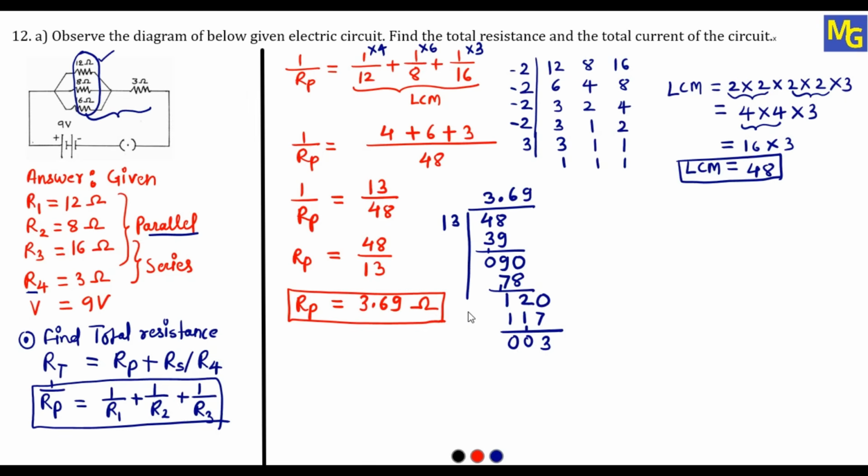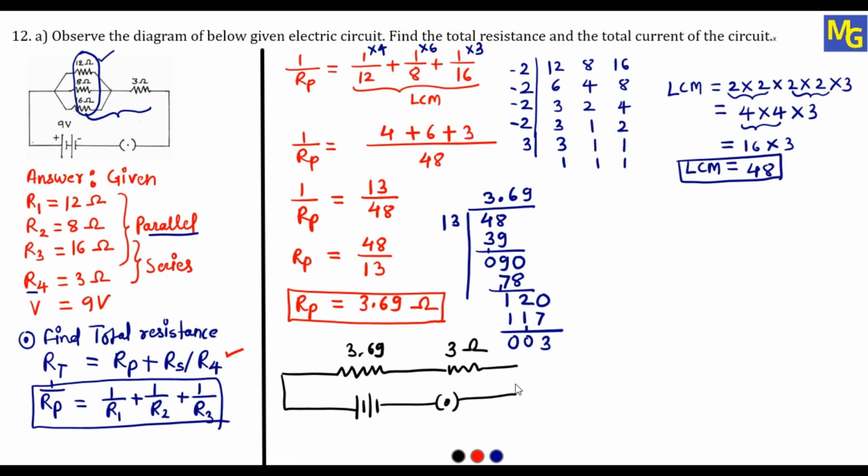Now to find the total resistance, what we have to do, you can see this formula. We have to add this other resistance. This is the effective resistance for these three. If you tell me to draw the diagram, it will be like this. Now see, I am redrawing the structure. Now I got the effective resistance of these three. It is 3.69, and to this another resistance of 3 ohm is connected, and this whole thing is connected to the battery like this. This is the switch.